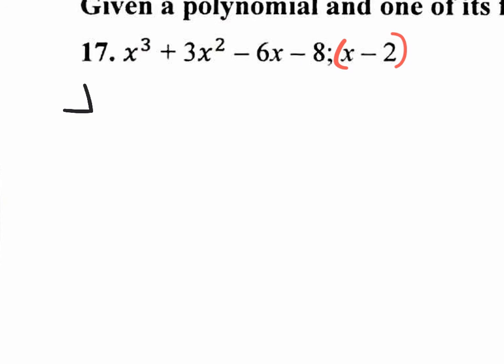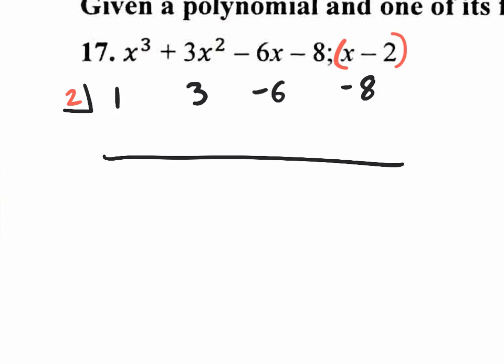What goes inside of the box? 2. And give me the coefficients. 1, 3, negative 6, negative 8. Line. As you go down, you combine. 1 plus nothing is 1. As you go up, you multiply. 2 times 1 is 2. As you go down, you combine. 3 plus 2 is 5. As you go up, you multiply. 2 times 5 is 10. As you go down, you combine negative 6 and 10. What do we get? 4. As we go up, multiply. 2 times 4, 8. As we go down, we combine. Negative 8 plus 8, 0.